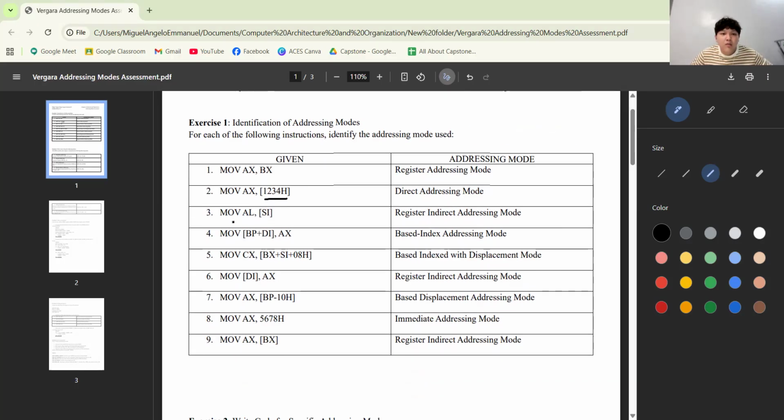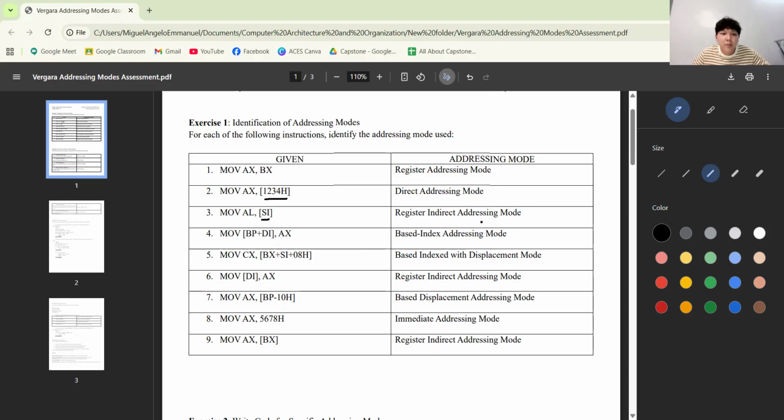For number 3, we have MOV AL, [SI]. The addressing mode used here is register indirect addressing mode, as it allows data to be addressed at any memory location through an offset address. So we have four offset addresses: BP, BX, DI, and SI. Since SI is mentioned in our instruction, it is considered as a register indirect addressing mode.